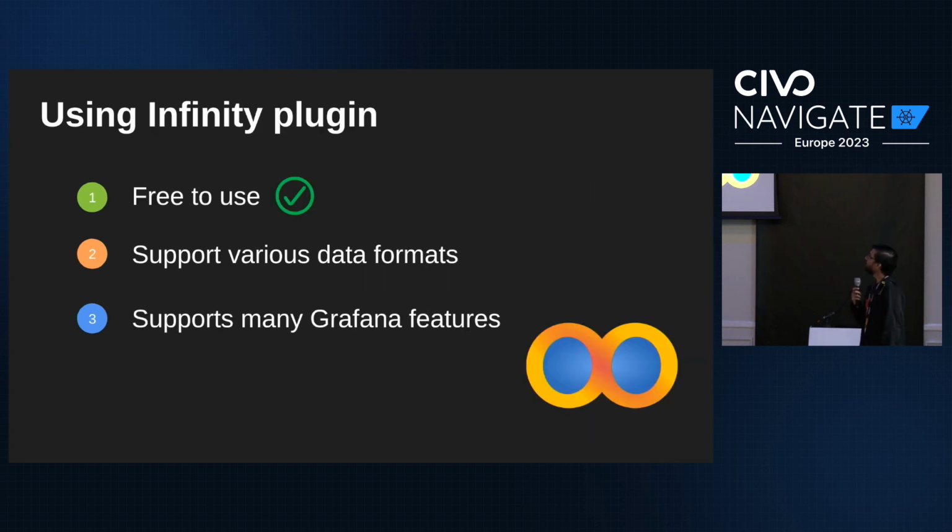And the second thing we use is the Infinity plugin. The Infinity plugin is basically a free plugin, and it supports various formats, for example JSON, CSV, GraphQL as well, XML and so on. It has a big list I can't even remember myself. And it supports some of the Grafana default features, for example alerting, authentication, and public dashboards as well.